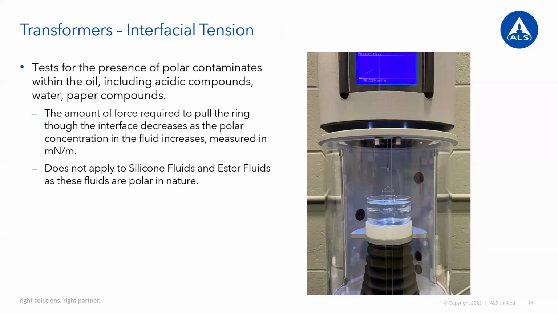Interfacial tension is a test for the presence of polar contaminants within the oil, including acidic compounds, water, and paper compounds. The amount of force required to pull, so it's measured in force. This does not apply to silicone and ester fluids because they are polar in nature and they can hold water really well. So those tests are always significantly lower.